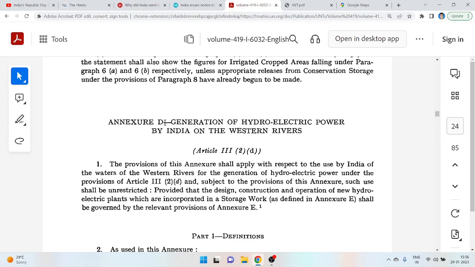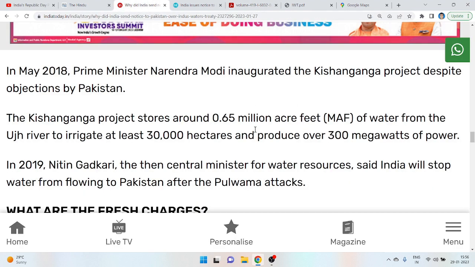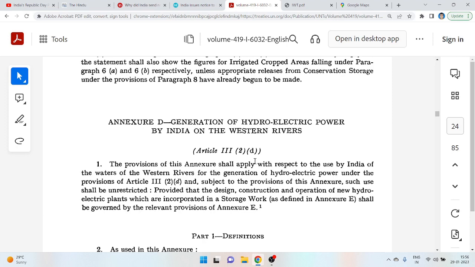Now come to annexure D, generation of hydroelectric power by India on the western rivers. So agriculture I have already told you. Now come to hydroelectric power. What is the amount of hydroelectric power that is produced? 300 megawatts of hydroelectric power, using 0.65 million acre feet of water in the reservoir. 0.65 million acre feet.